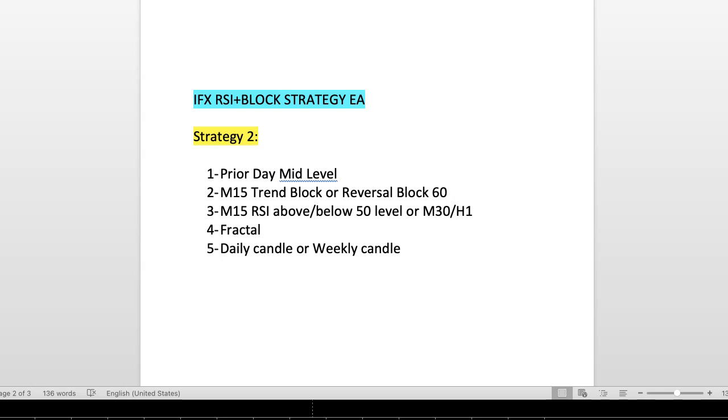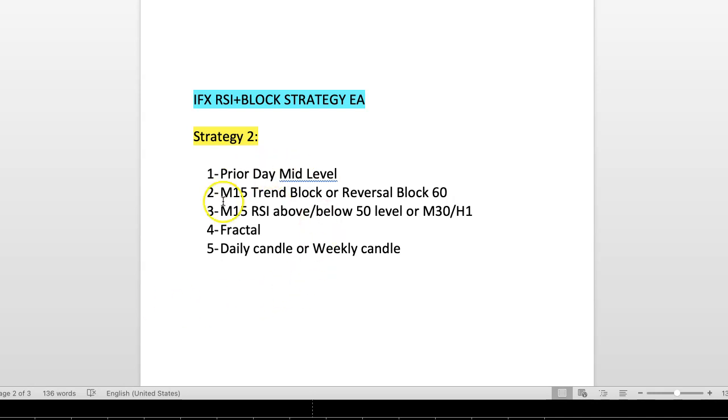So now let's talk about strategy number 2. There's not much difference compared to strategy number 1, except this one is going to be using only the prior day mid-level instead of yesterday's high and yesterday's low. With this one, what we're looking for is more of a trend entry, okay? So if we went above yesterday's high or yesterday's low, but then the market went down a little bit or went up, and then it gave us another entry in the same direction because it might make a new high, or a new low.